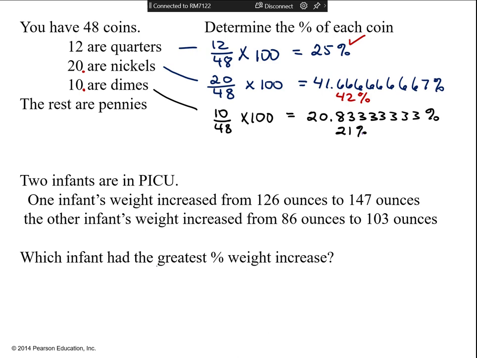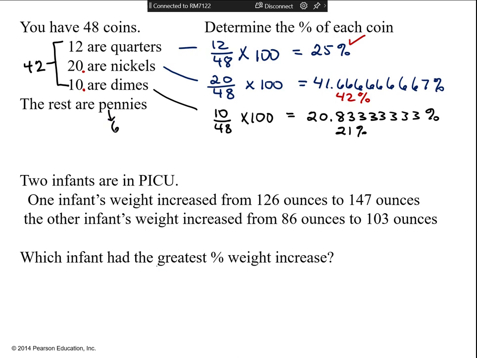And then the rest are pennies. So how do I figure out what that percentage is? Yep, I could add these ones up. So I could say, okay, well, I got 42. So that means the pennies are 6. So 48 minus 42. If I have 48 coins total and I add up the number of quarters, nickels, and dimes, the rest are pennies. So I can figure out how many pennies there are that way. So by subtraction, that means I've got 6.